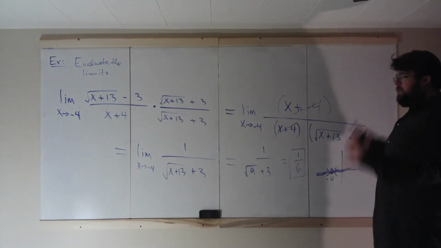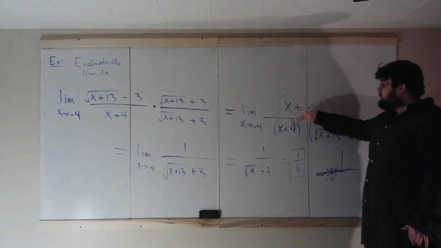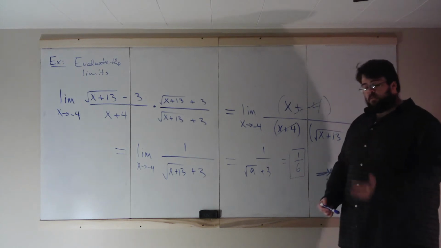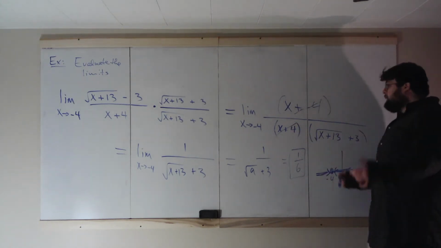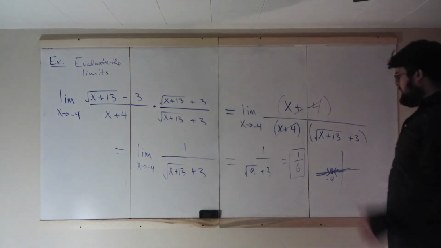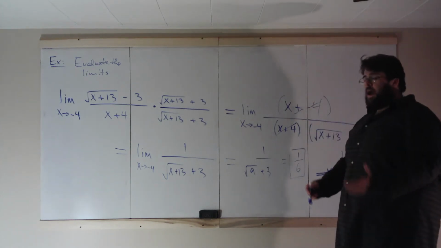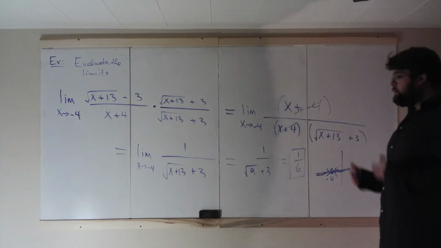And because of that, close to negative 4, this divided by that is always 1, even though at negative 4, this divided by that is not 1. It's 0 divided by 0, which is not a number. And in the first example, the same thing happened when we had an x minus 2 divided by an x minus 2.